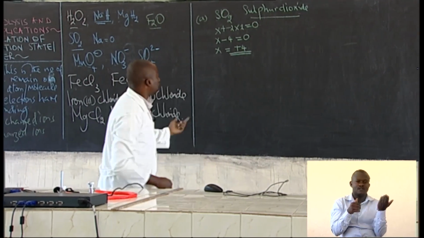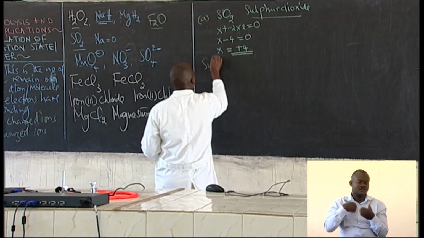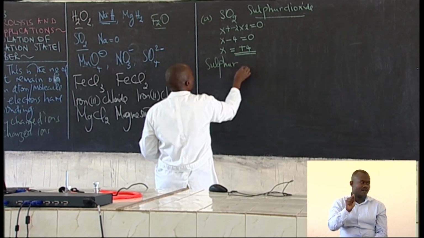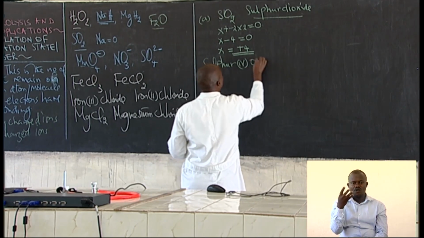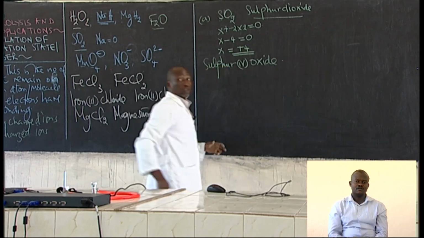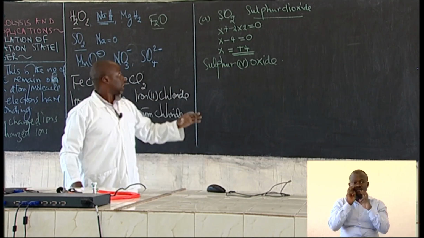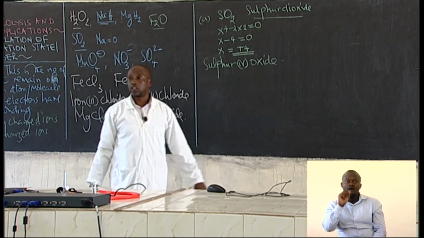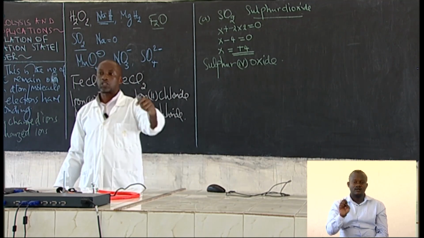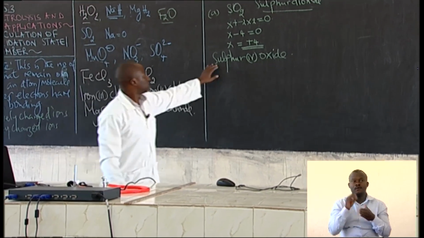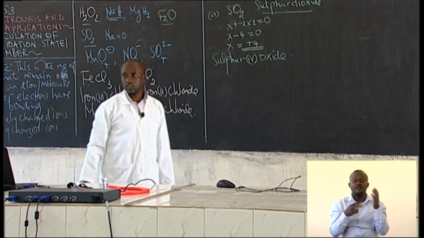the chemical name of this compound is not sulfur dioxide. It is sulfur 4 oxide. In most of the books, you'll find that's what they are writing, sulfur 4 oxide. So when they write sulfur 4 oxide, you know that means they are referring to this.